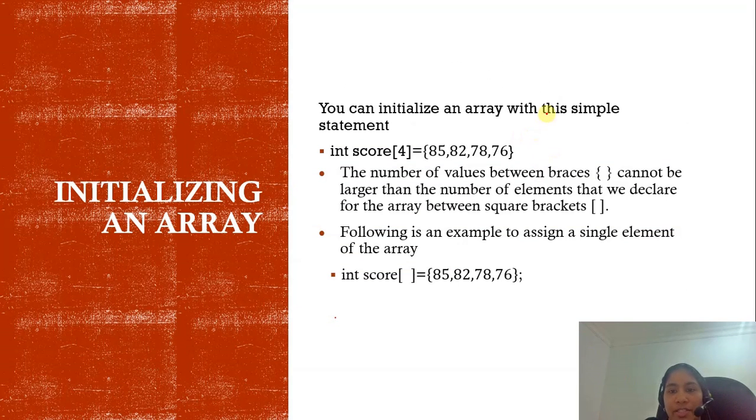You can initialize an array with the simple statement. Okay, initialize is very important. Integer score 4 here. So I have 1, 2, 3, 4. The number of values between the braces cannot be larger than the number of elements. So I have 4 elements here, so this is 4. Okay, so we declare the array between the square brackets. For instance, if you don't know the size, you can also leave it empty here.